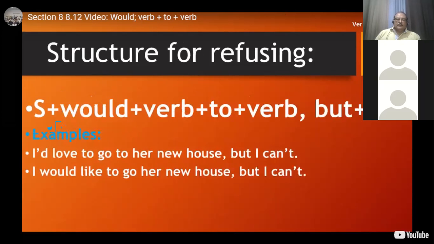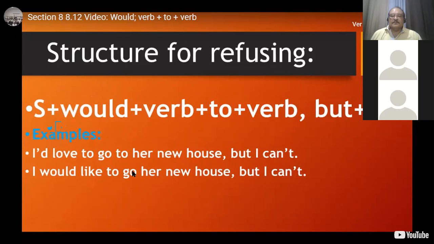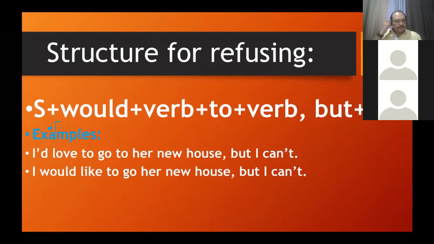And when we need to refuse an invitation, we need to follow this structure: subject plus would plus verb plus to plus verb, comma, but plus complement. Examples: I would love to go to her new house, but I can't. I would like to go to her new house, but I can't.